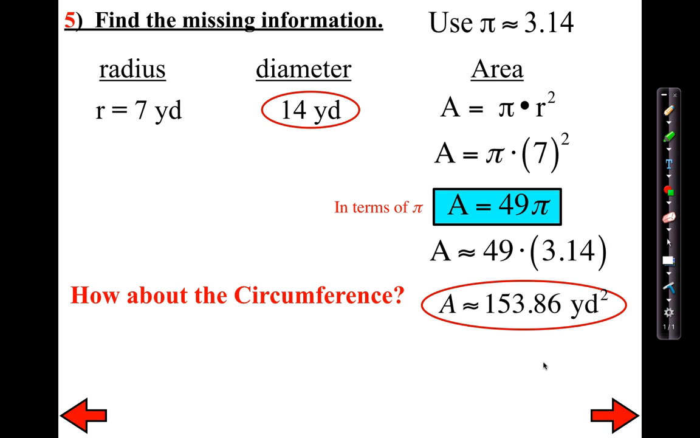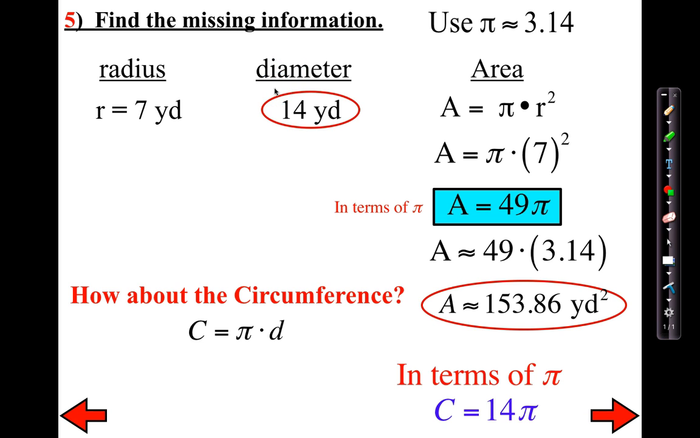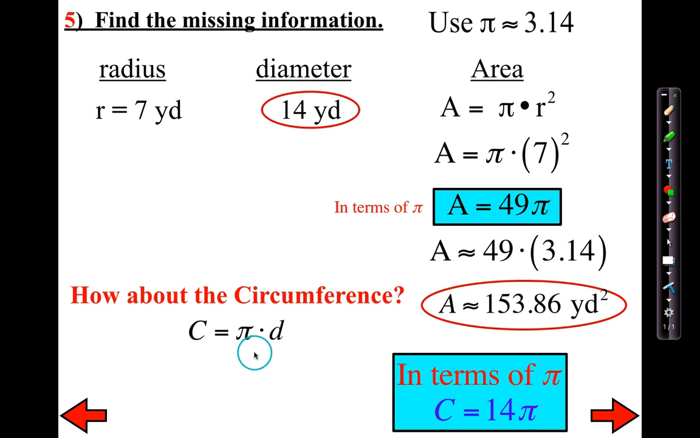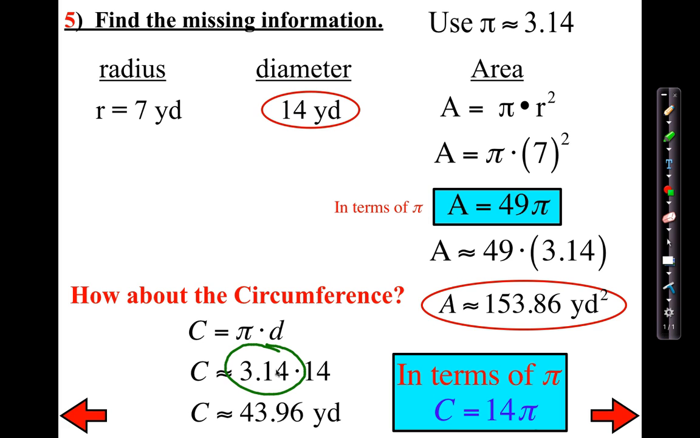Now let's take a look at the circumference. Remind ourselves, the circumference is simply pi times the diameter. So here, since the diameter is 14, we're going to place a 14 here, leaving me with 14 pi. Now, if I was asked to write it as a decimal, I'm going to simply replace pi with 3.14. So notice here you're going to do 14 times 3.14, and that's going to be approximately 43.96 yards. So notice with area, we do square the units, but with circumference, we do not.